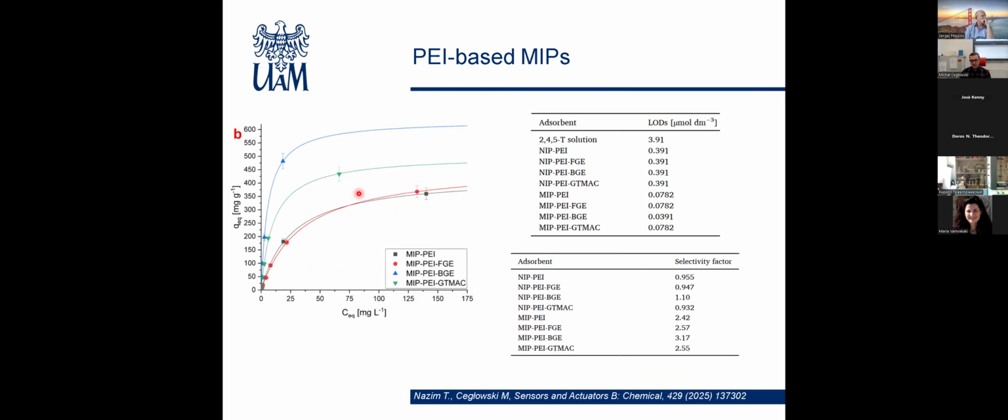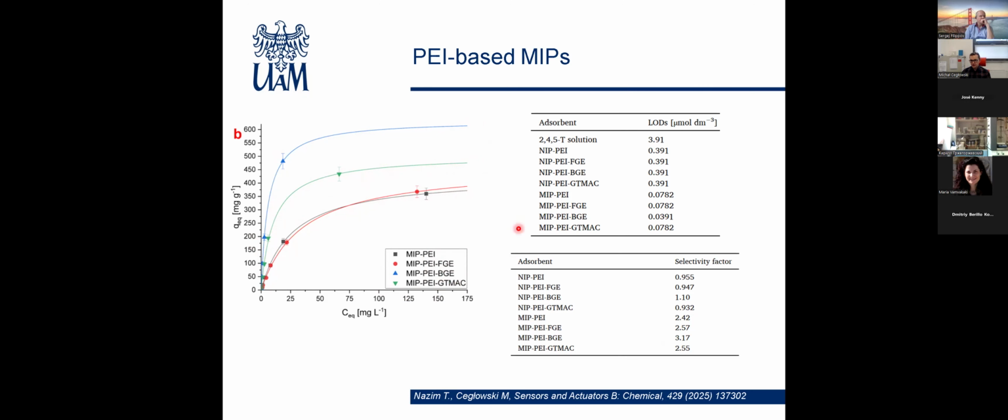And this time we obtained a much bigger difference. As you can see, interestingly, the BGE actually got the highest absorption capacity, so the one with just the alkyl chain. We think it's connected with the hydrophobicity of the material. The lowest one was obtained for GTMAC, the green line, and actually introducing the furan group almost didn't change the absorption capacity of the material at all.